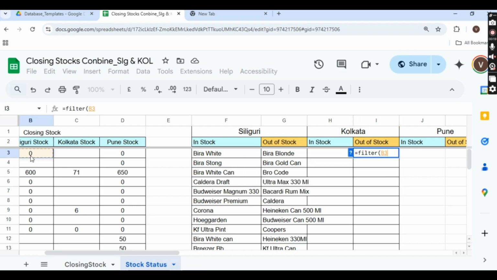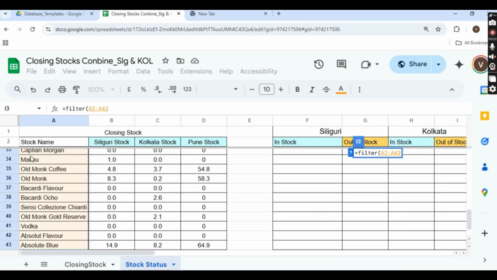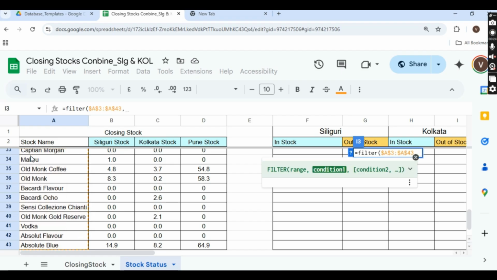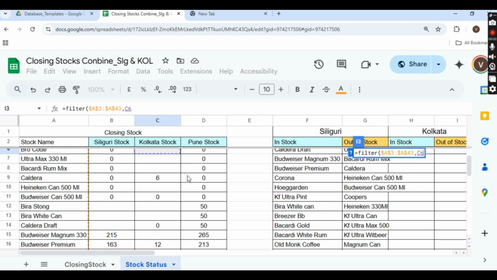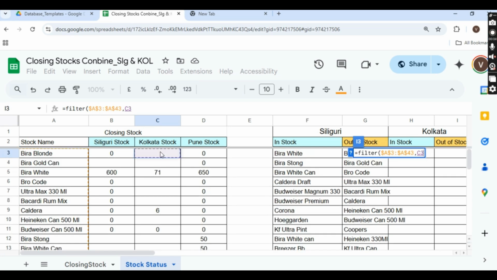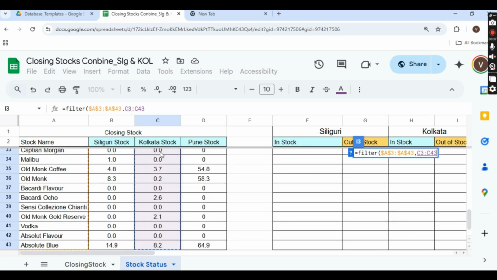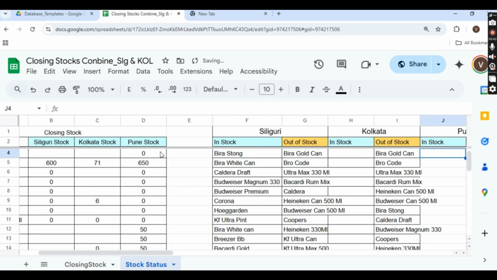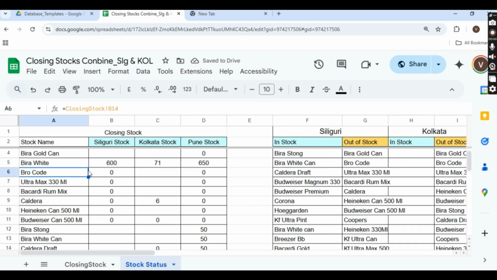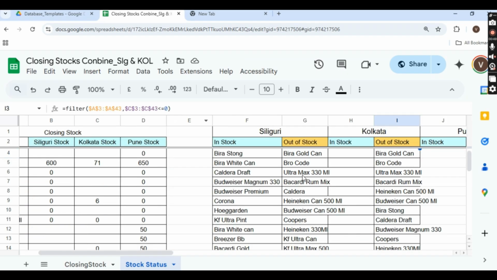Equal to FILTER, as the text setting, then range. That means here is the range, the stock name range, and comma. Condition number 1 is stock quantity greater than 1, enter. Now you can see the result of out of stock and in stock, which is available in your godown.